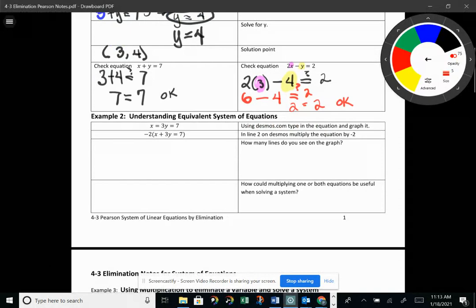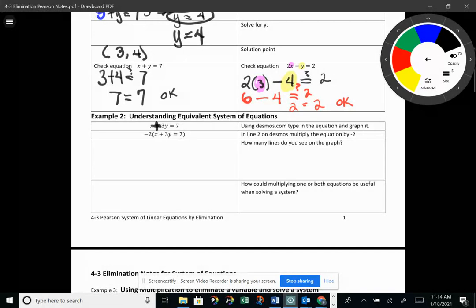So this one is now example 2. This time you're going to understand equivalent systems of equations. There's a typo in my notes, and I'm sorry. This should be a plus: x plus 3y equals 7. So this is exactly the same thing. Now when you go to Desmos, just type that in, and you should have the exact same graphs.